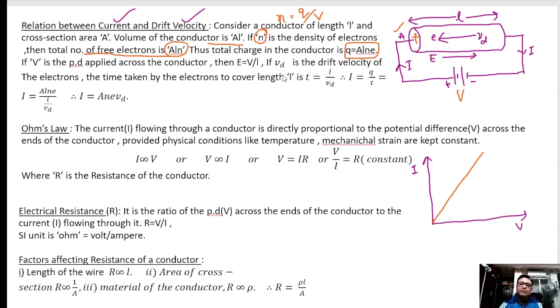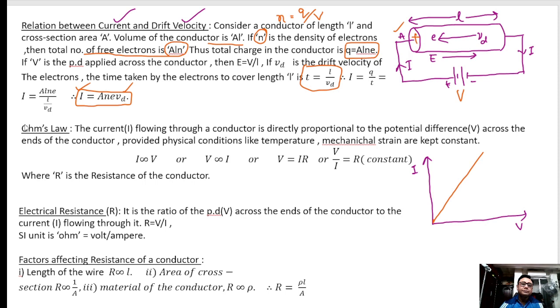Now what is the time taken by the electron to cover a length L? It is t equal to L by the drift velocity. Now we know I equals Q by t. This is my total charge, ALne, and this is the time, L by Vd. So it comes out to be I equals nAeVd. So this is the relation between the drift velocity Vd and the current I. Clear?